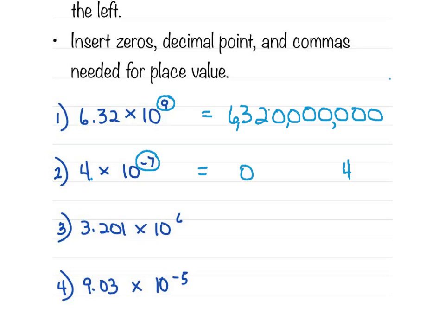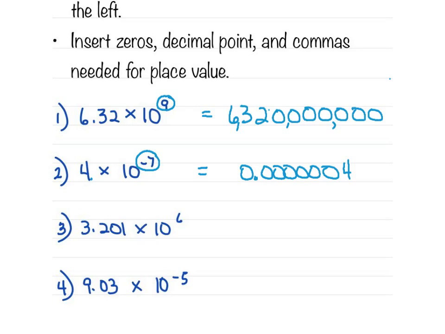So we need a decimal place, 6 zeros, and our 4. Note that that makes the movement 7 times to the left. We started at the right of 4, and we went 1, 2, 3, 4, 5, 6, 7 places.